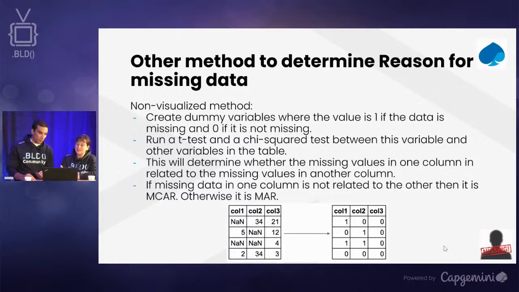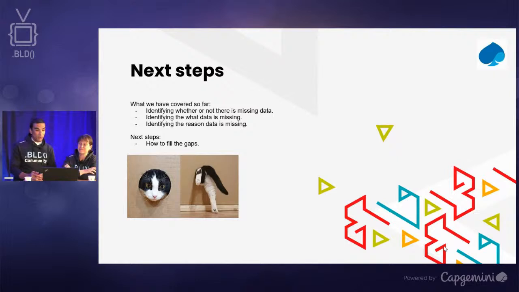But if you run this and you see that one column is not related to another column, it's probably missing completely at random. Yeah, and also all these things, we have very cool libraries open and available to do that. So that might sound way easier. So all right, we already identified if we have missing data or not. We already saw what kinds of missing data that we have and some reasons why. So let's go into filling these gaps the same way as this cat is filling the gap of this box.